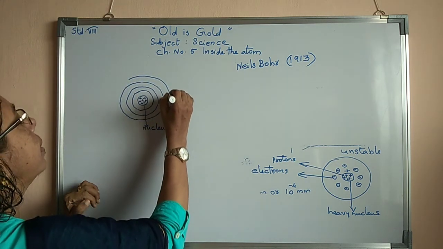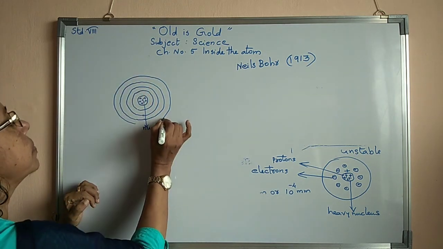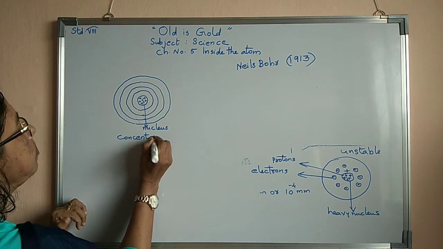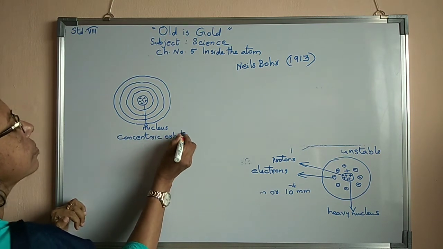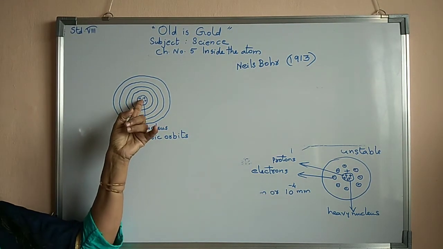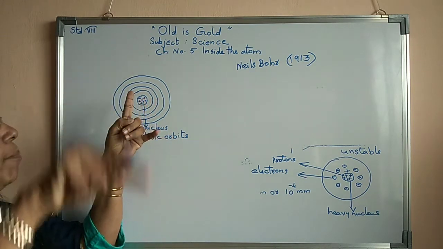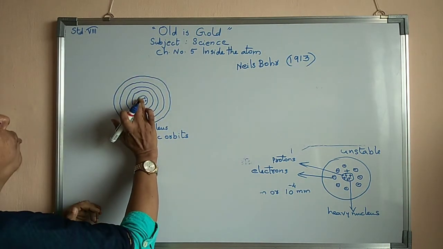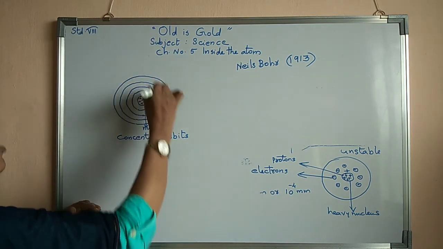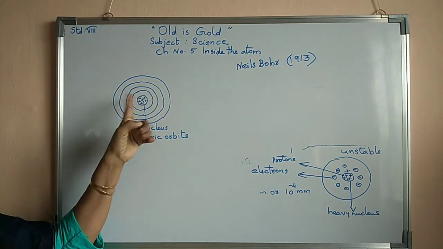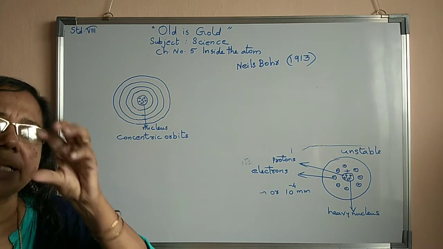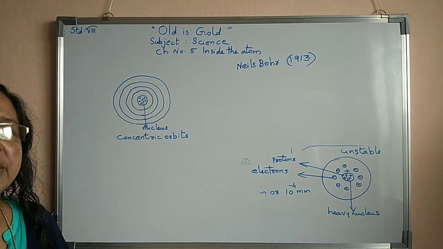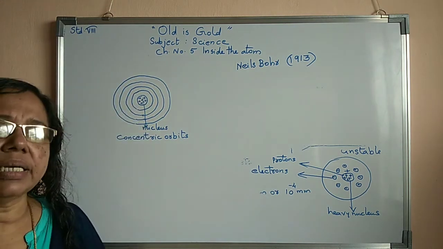Now here I am making a number of orbits. Concentric orbit means there will be one center, and around that you can find a number of orbits. Each and every orbit has a circular shape. Their center will be one point. The center of each and every orbit will be at the same nucleus, the central region. So this nucleus will be the central point of each and every orbit. So all these orbits are known as concentric orbits.